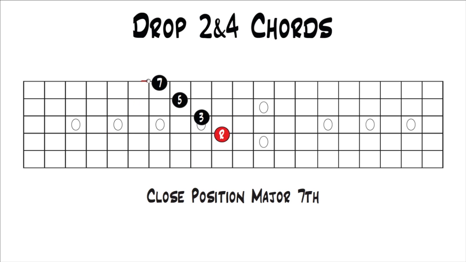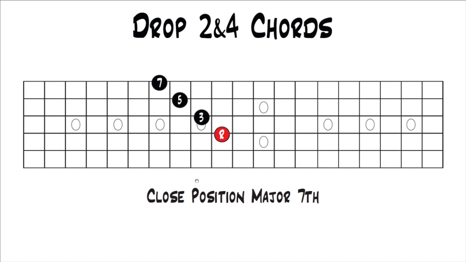So here's 1, this is 2, so this is the 2nd from the top, here's 3, and here's 4, so this is the 4th from the top. So these are the 2 notes, the ones that are circled, those are the 2 that you're dropping down an octave to get you a drop 2 and 4 chord.